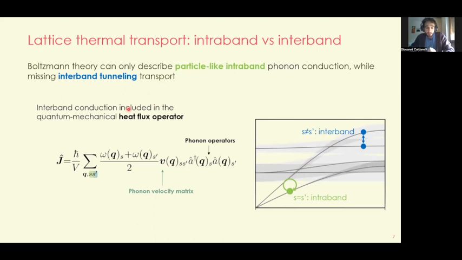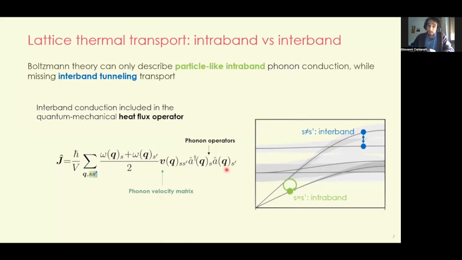This other transport channel can be included in the quantum mechanical description of the heat flux operator that has the general structure as follows. So it presents a double summation on the phonon band indices. It features a generalization of the group velocity, so a phonon velocity matrix, and then a combination of phonon operators, so the creation and destruction operator of phonons. That when you take in this summation S equal to S prime, you get here basically the number operator of the phonon that quantifies the excitation of a given vibrational excitation. So it is basically the quantum generalization of the Boltzmann flux, so it contains Boltzmann theory.